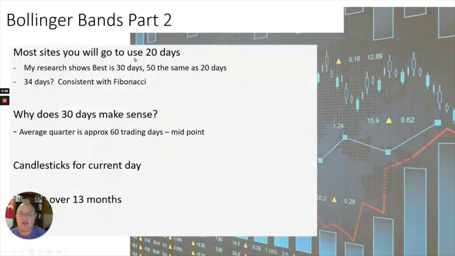So most sites that you go to, and we'll pull up a couple of them like Yahoo Finance and FinViz and so forth, particularly Yahoo, they will preload Bollinger Bands for 20 days.